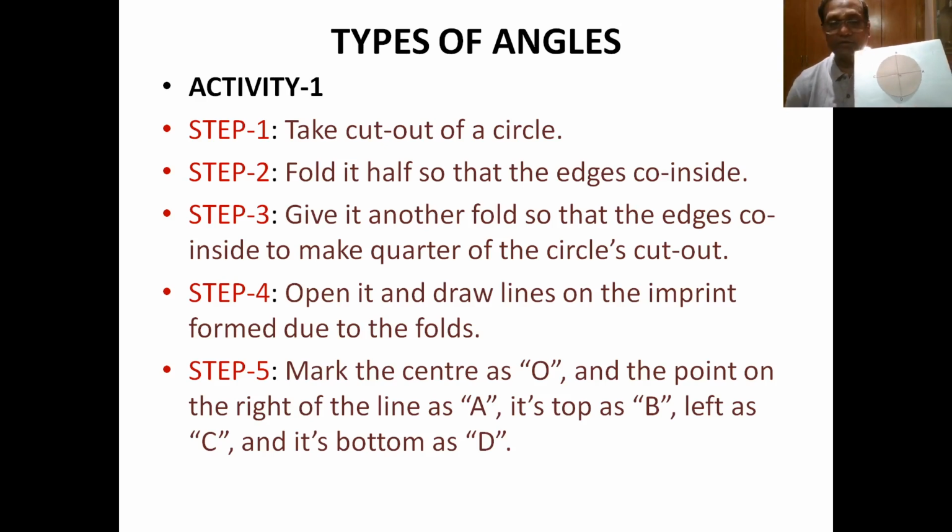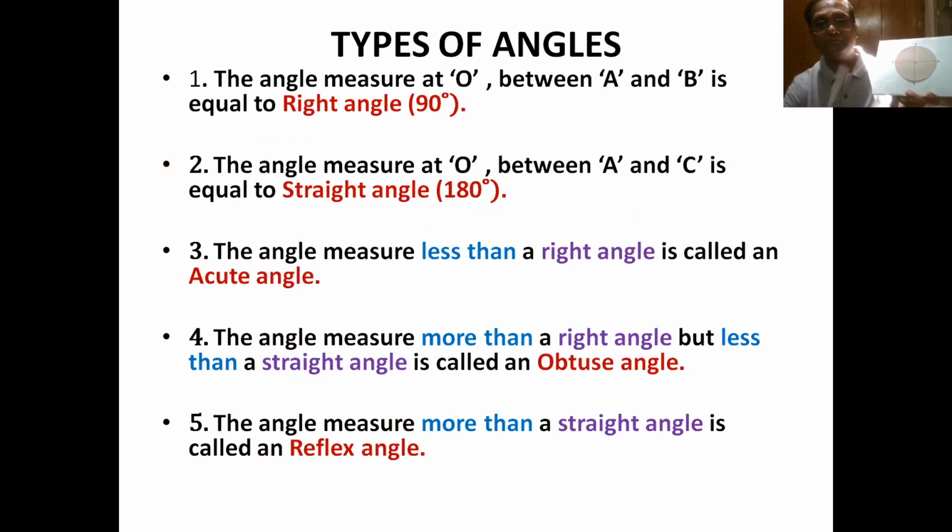Mark the topmost point as B, the point at the right as A, the center point as O, the point on the circle at the left as C, and the point on the circle on the bottom of point O as D. So we shall mark the center as O, the right point as A, the top point as B, the left point as C, and the bottom point as D.